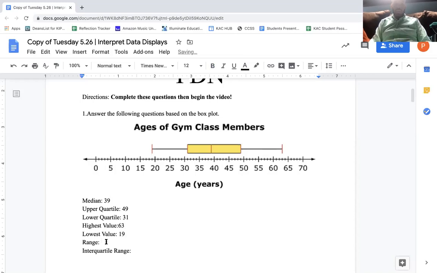Range would be the biggest number, 63, minus the smallest number, 19. 63 minus 19 equals 44. Interquartile range is going to be your upper quartile, 49, minus your lower quartile, 31, which gives us an interquartile range of 18. All of that's a review from last week. If you don't get that yet, you should go back to last week's videos to check it out.